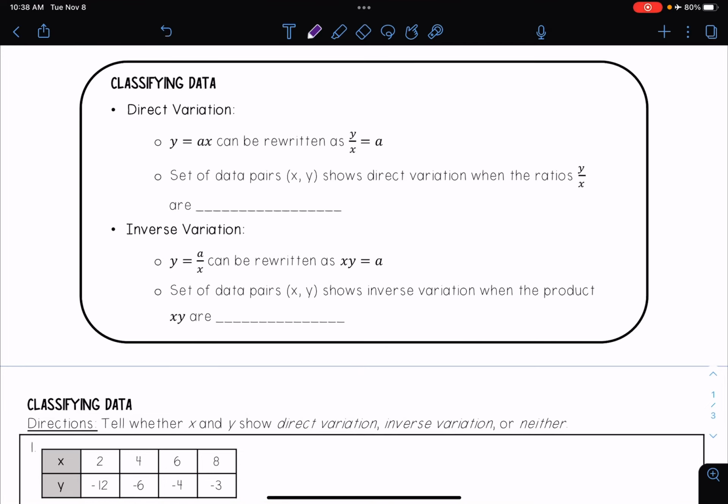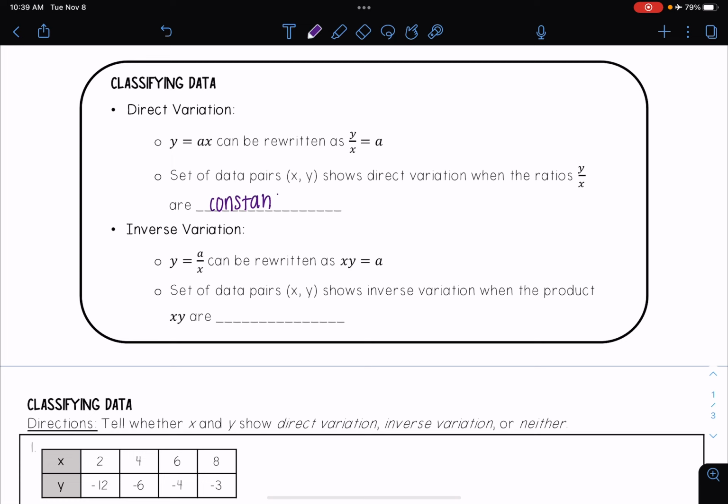In this video, we're going to be looking at classifying data as direct variation, inverse variation, or neither. So if we have a data set, we can tell what type of variation it has by looking at those data pairs. For direct variation, our equation, y equals a x, can be rewritten as y over x is equal to a. And so we see that a set of data pairs x, y shows direct variation when the ratios y divided by x are constant.